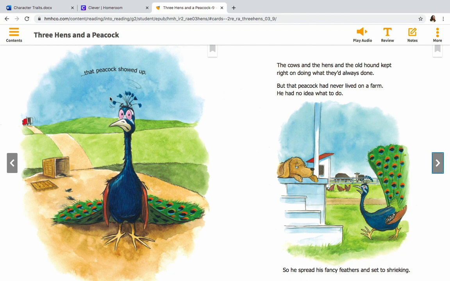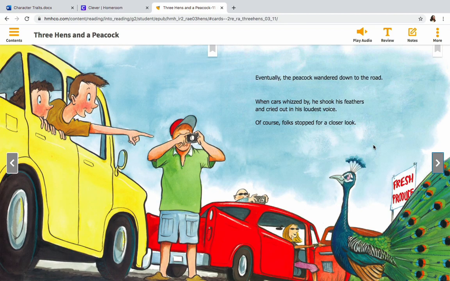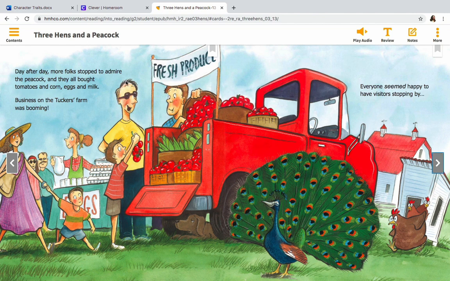The cows and the hens and the old hound kept right on doing what they'd always done. But that peacock had never lived on a farm. He had no idea what to do, so he spread his fancy feathers and set to shrieking. Eventually, the peacock wandered down to the road. When cars whizzed by, he shook his feathers and cried out in his loudest voice. Of course, folks stopped for a closer look. Day after day, more folks stopped to admire the peacock, and they all bought tomatoes and corn, eggs and milk. Business on the Tuckers' farm was booming. Everyone seemed happy to have visitors stopping by.